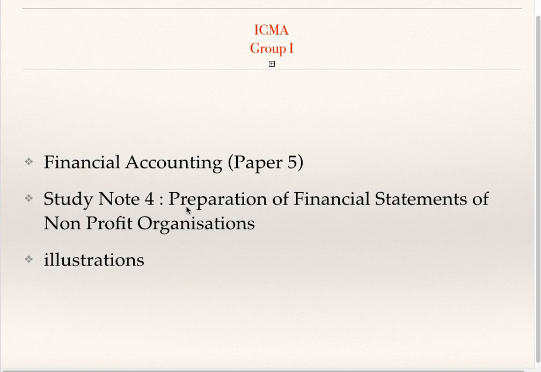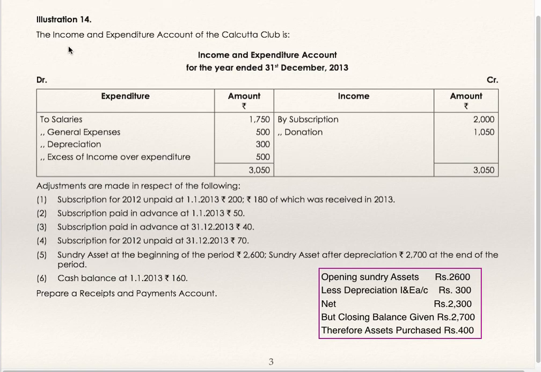Go to study note number 4, preparation of financial statements of not-for-profit organizations. I will be discussing illustrations. Illustration 14, income and expenditure account of Kolkata Clubbies. Income expenditure account is given, adjustments are given, and you are supposed to prepare receipt payment account.